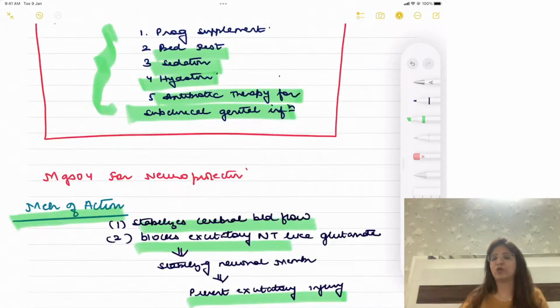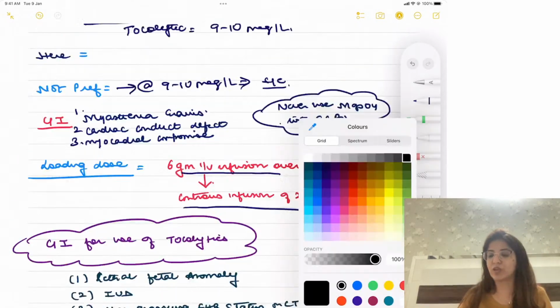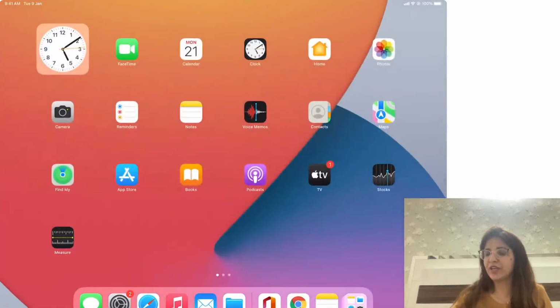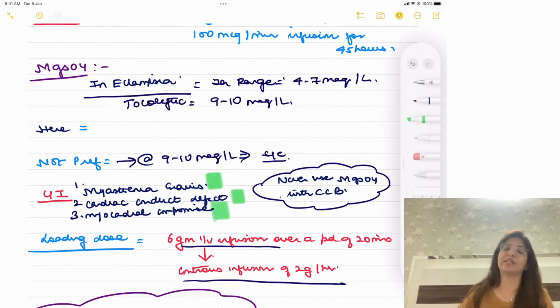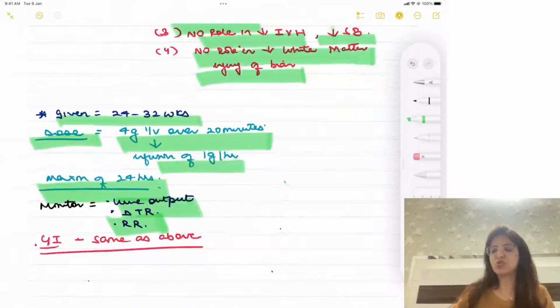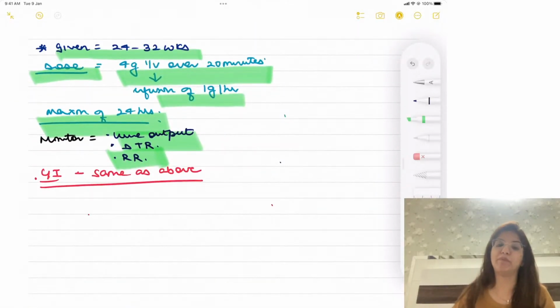Contraindications are the same as what I told you just now, that you are not going to give it if there is myasthenia gravis, you are not going to give it in cardiac conduction defects, and you are not going to give it in cases of myocardial compromise, right? So this is all what you need to know on preterm labor.